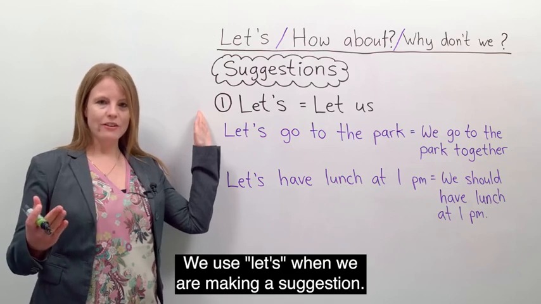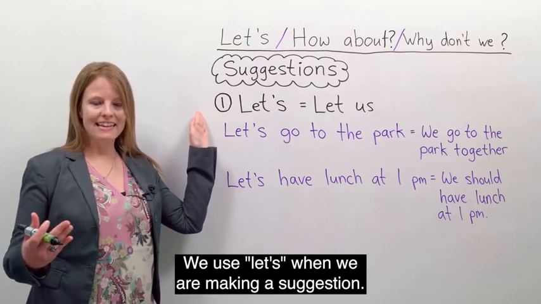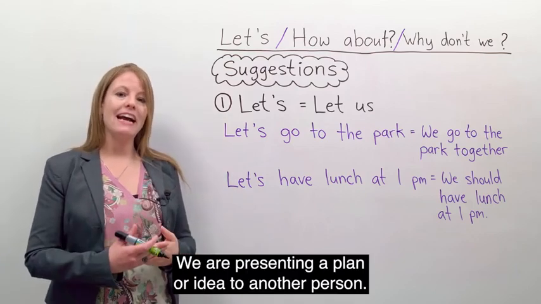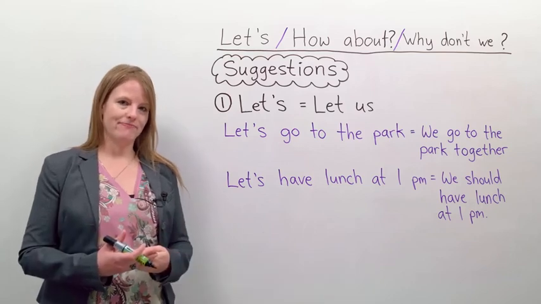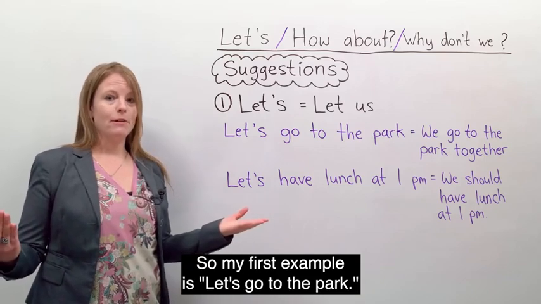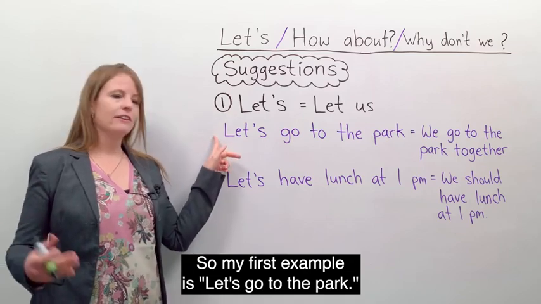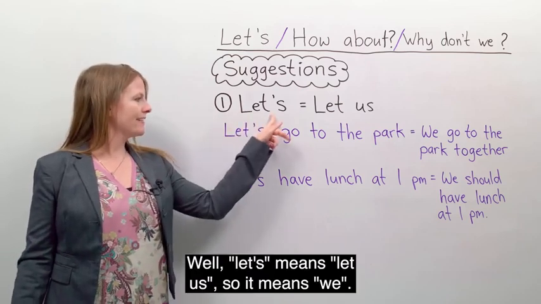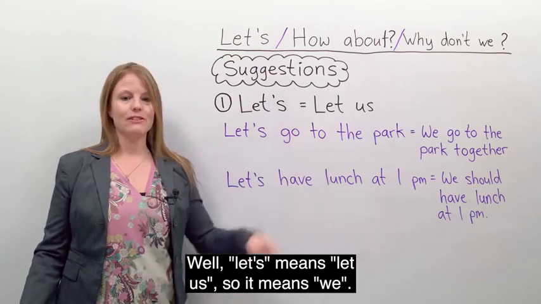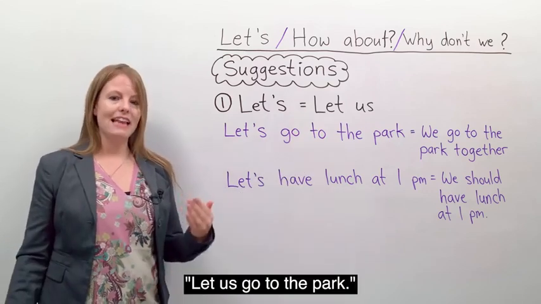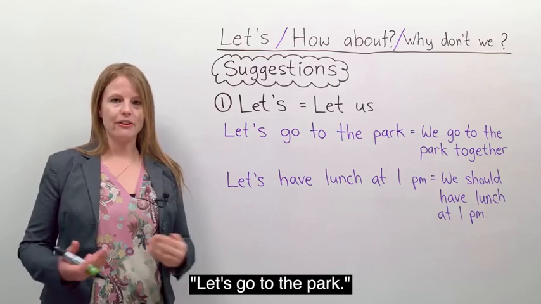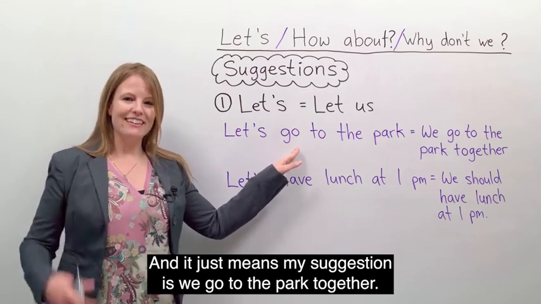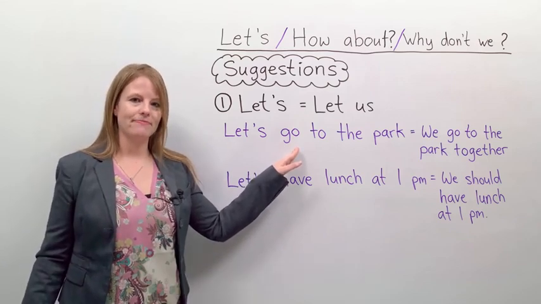We use let's when we are making a suggestion. We are presenting a plan or idea to another person. So my first example is, let's go to the park. What does this mean? Well, let's means let us. So it means we. Let us go to the park. Let's go to the park. And it just means my suggestion is we go to the park together.